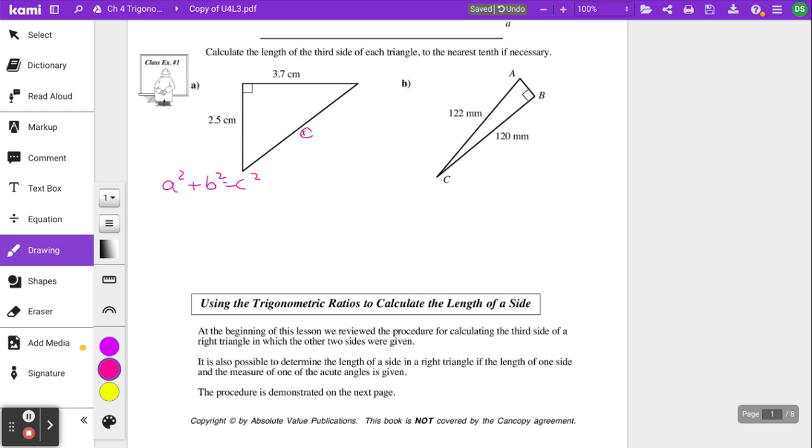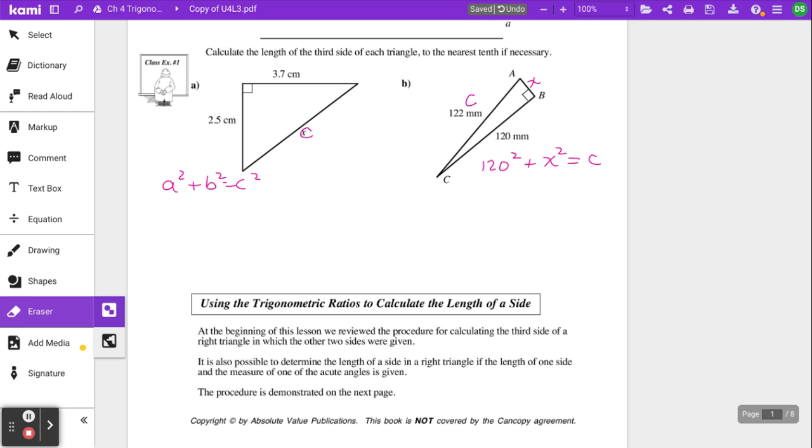You know what? Let's do letter B because it's a little bit harder. This one's pretty straightforward. You can throw your sides in there, square and square root. But what about this one? If this is a c, then this is my unknown. And you would have 120 squared plus x squared equals 122 squared. Are you following me on this one?